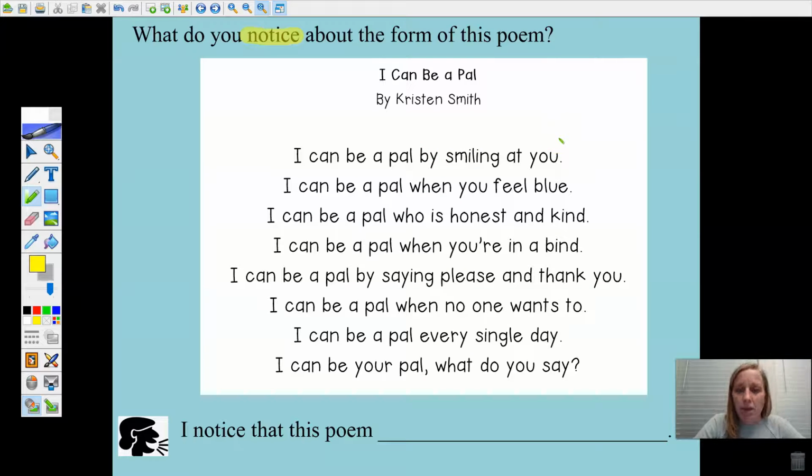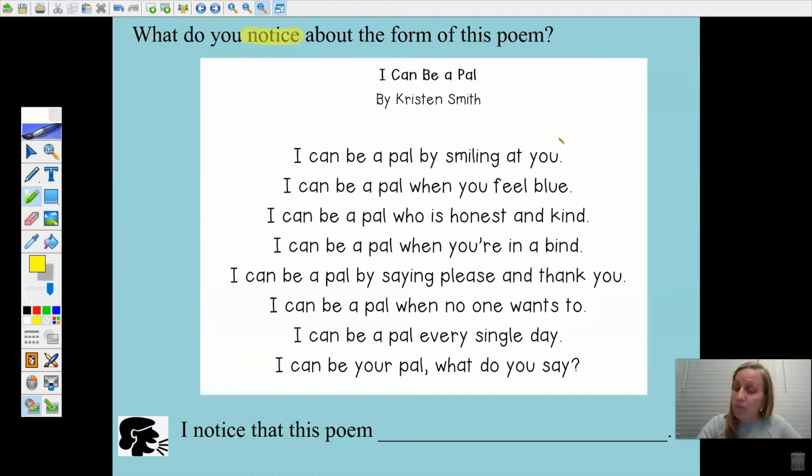I can be a pal by smiling at you. I can be a pal when you feel blue. I can be a pal who is honest and kind. I can be a pal when you're in a bind. I can be a pal by saying please and thank you. I can be a pal when no one wants to. I can be a pal every single day. I can be your pal. What do you say?